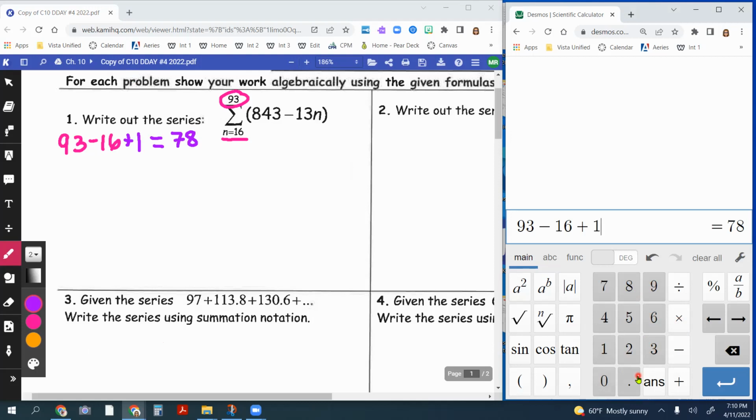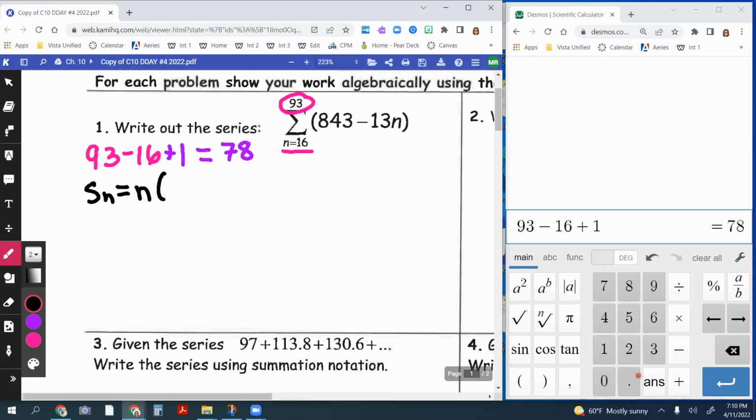You also need to recognize that this is arithmetic. So since this is arithmetic, we're going to be using the following formula: S sub n is equal to n times the quantity a1 plus a sub n, all over 2. Now in this case, we found that n was 78. I don't want a1, I actually need a sub 16 and a sub 78, the first and last term that they want me to add.